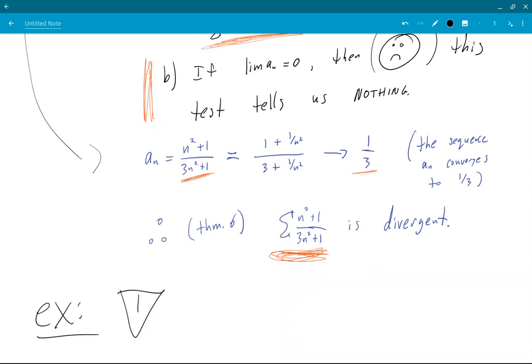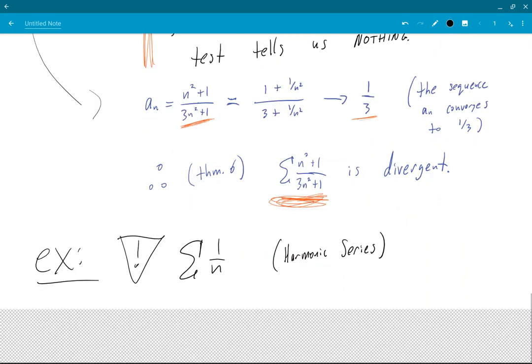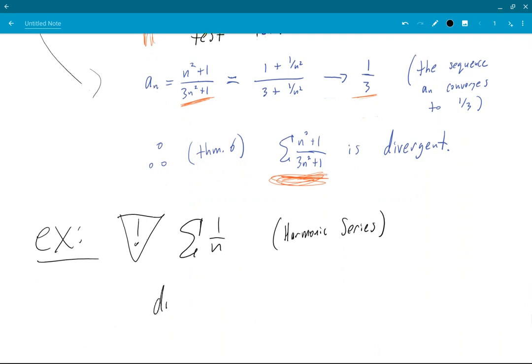This is summation 1 over n. This is called the harmonic series. It diverges even though the limit of an is the limit of 1 over n, which is 0.